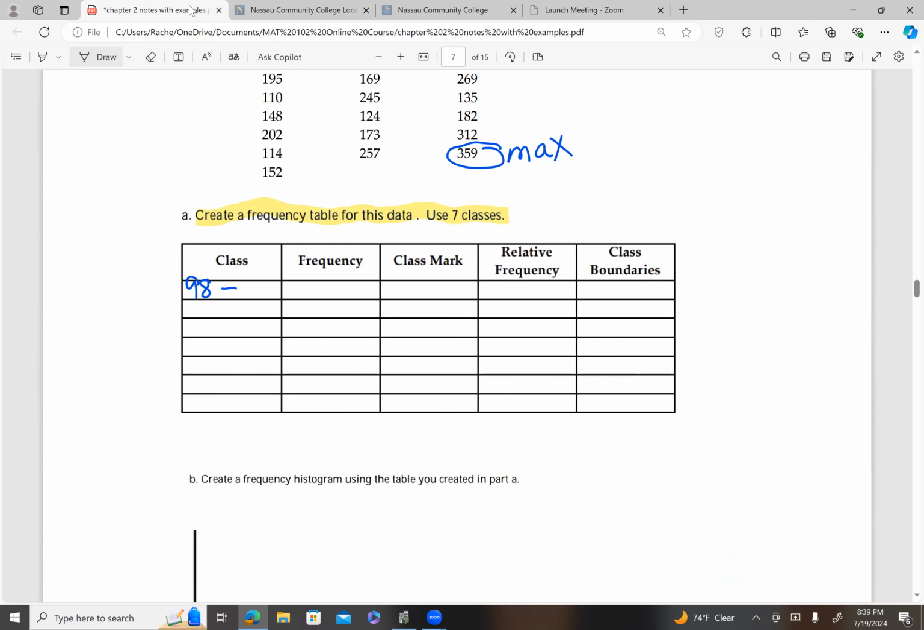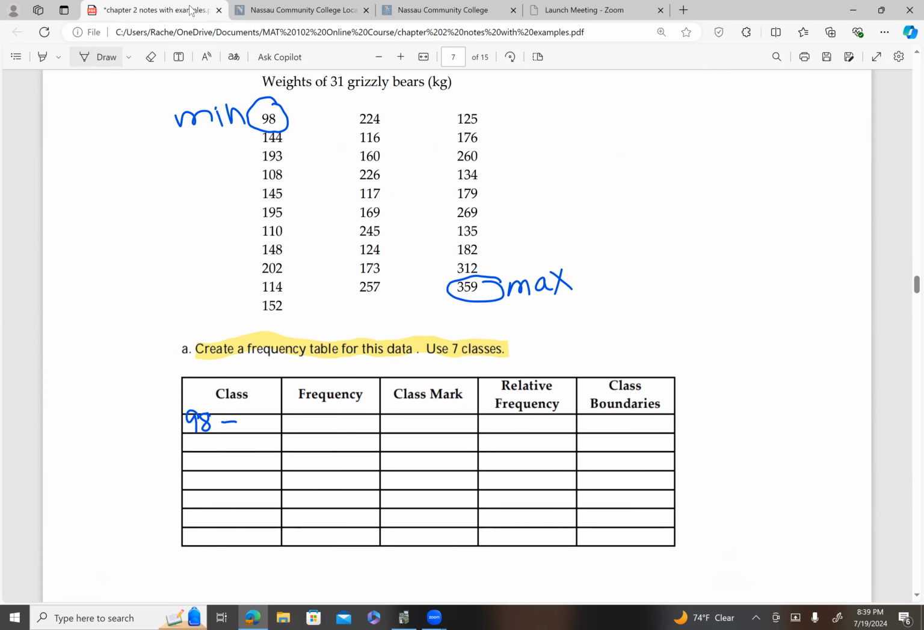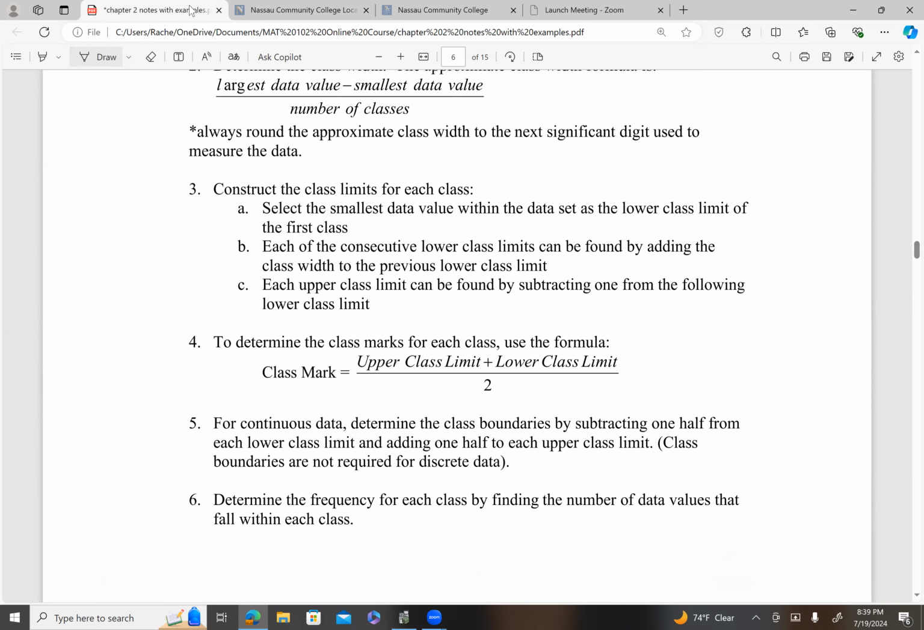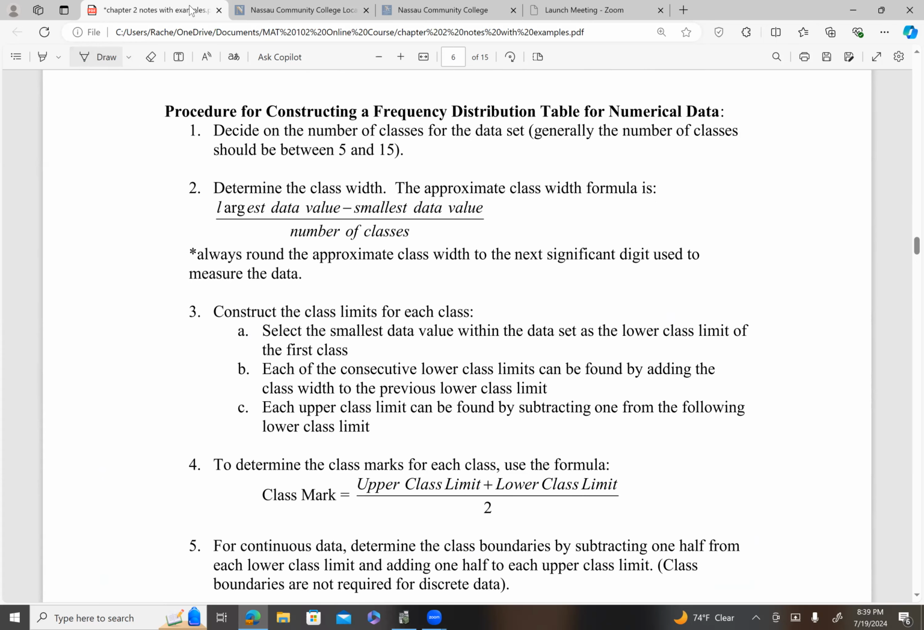So we have a formula for class width. Whenever we have a raw data set and we want to calculate the class width, right above this example, I have all the steps or procedure for constructing a frequency distribution table. So the first thing we do is we decide on the number of classes. I'm going to tell you how many classes to use. And when you do the homework questions, they're also going to tell you how many classes to use.